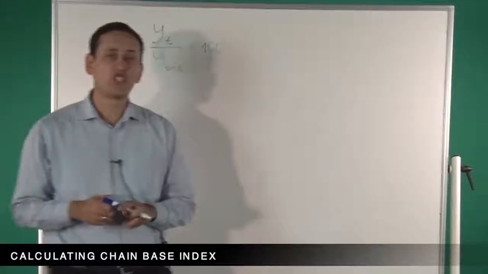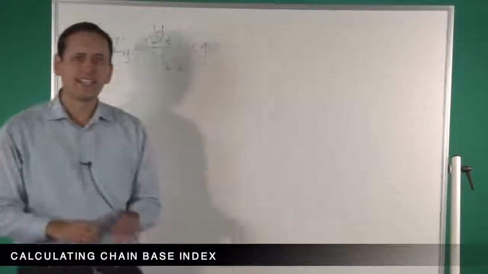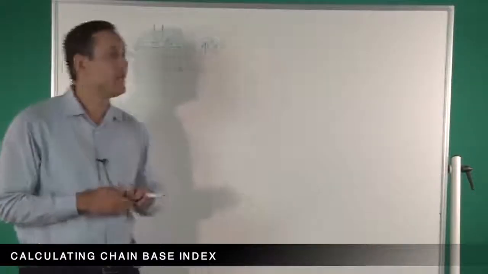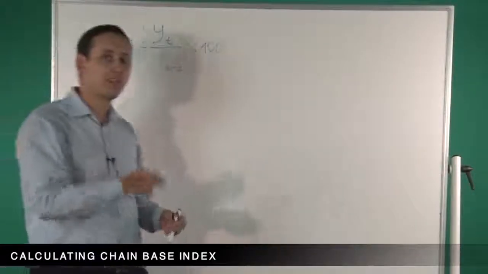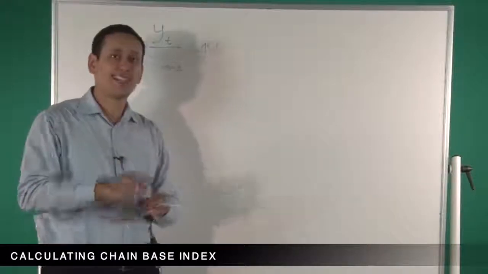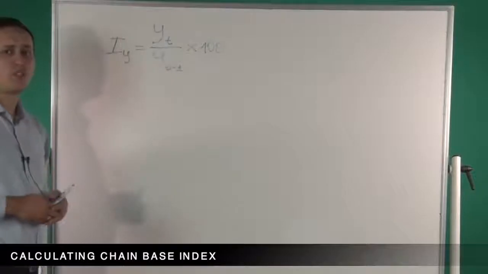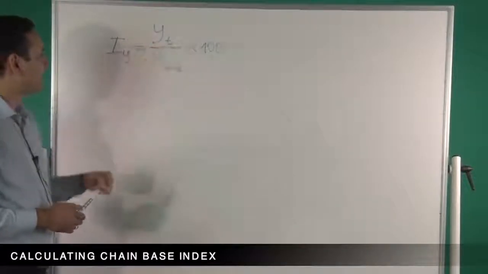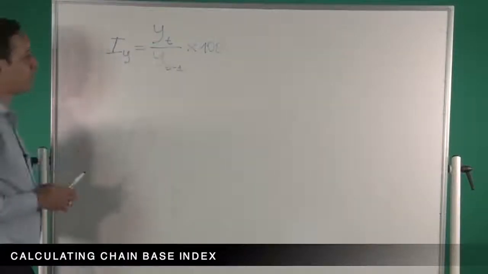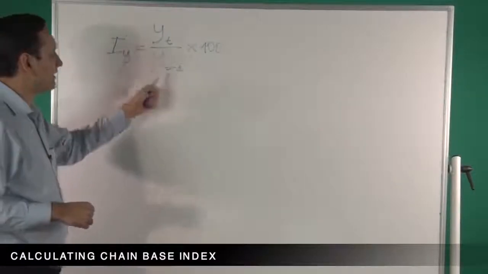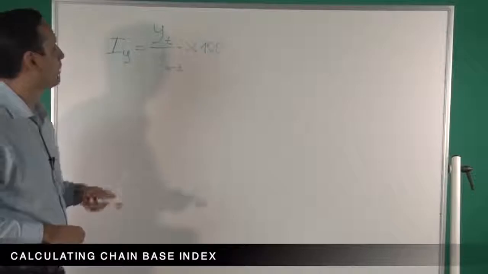Okay, now let's consider chain-based index. In chain-based index, the base is not fixed. What we do is compare each year with the previous year and just write down the change. You have to divide the value of commodity Y at time T by the value of commodity Y at the time previous to T, or the previous year, and multiply by 100.